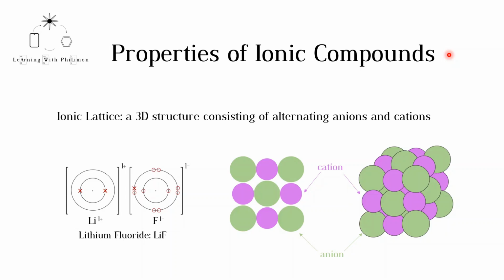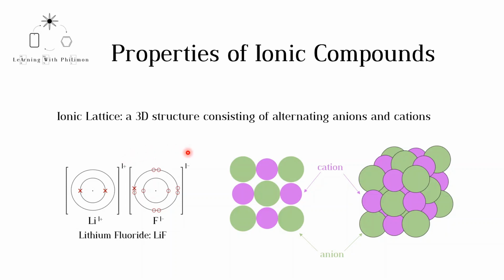In this video, we will be looking at the properties of ionic compounds. In the previous video, we saw how ionic bonding involves the transfer of an electron from a metal to a non-metal, forming a cation and an anion.